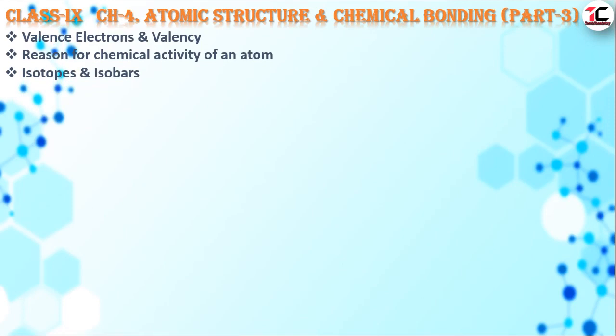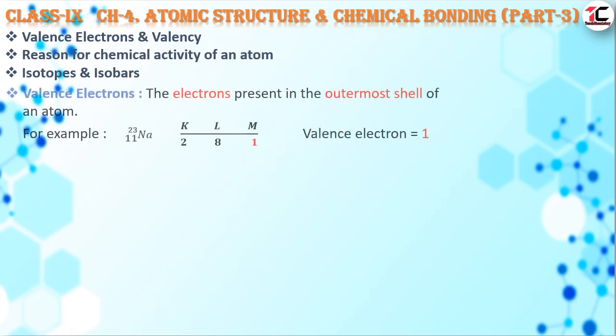Today I am going to explain to you about valence electrons and valency of an element, the reason for chemical activity of an atom, and we will see the isotopes and isobars. Let us start with the valence electrons.